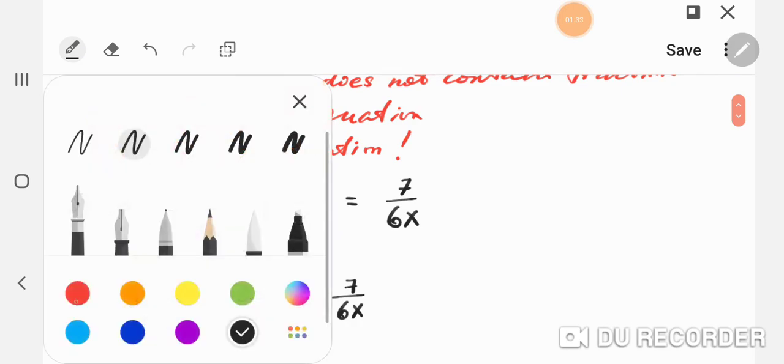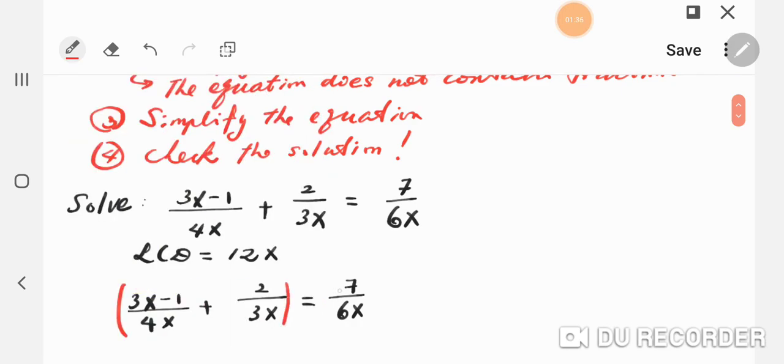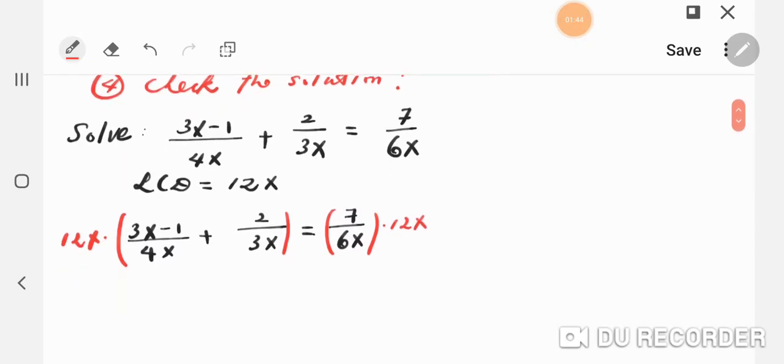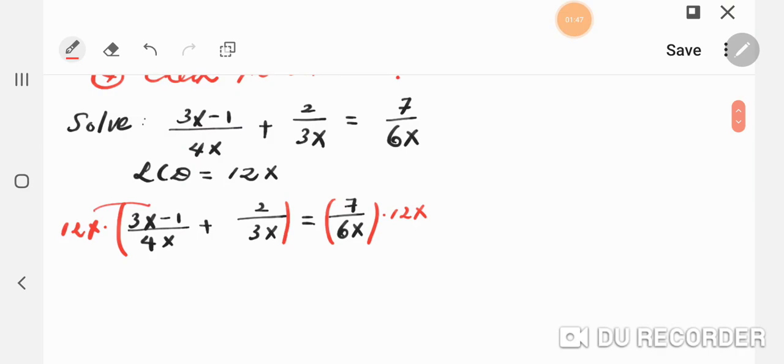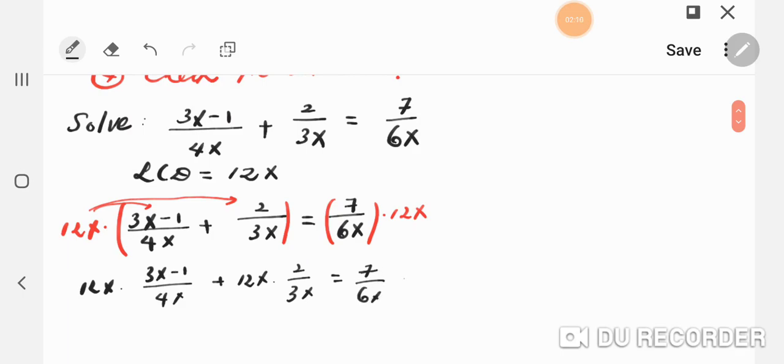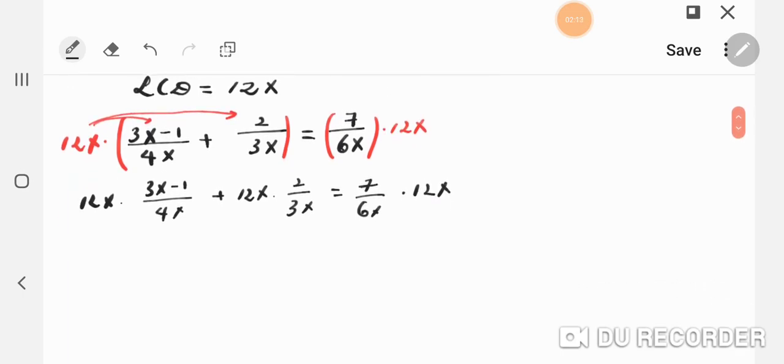So we will multiply the equation. Multiply each side of the equation by the LCD, which is 12x. Since we multiply this by 12x, we have to distribute. Once you distribute this, we can clear the denominators. Use the distribution property. Times 2 over 3x, then this one is 7 over 6x. Let me write it here as it is and then simplify.